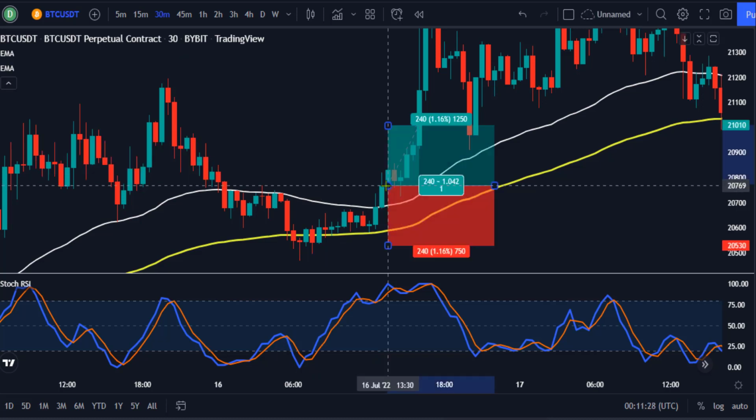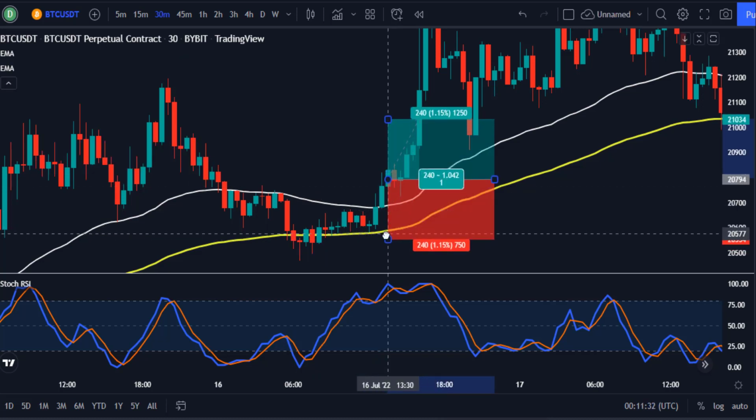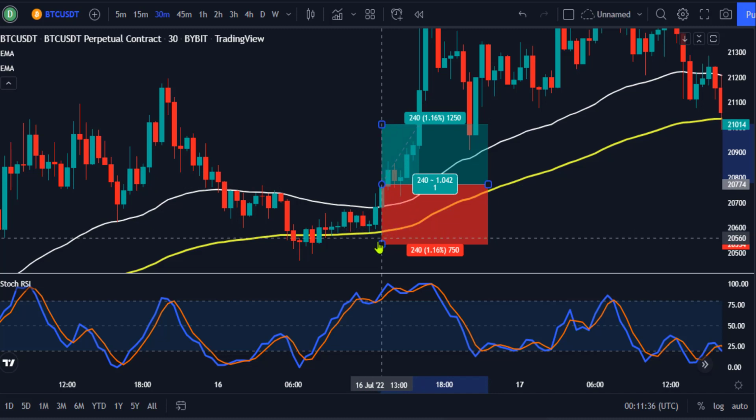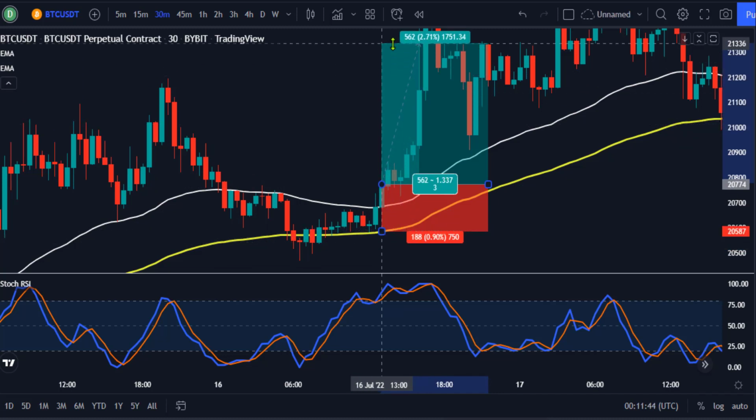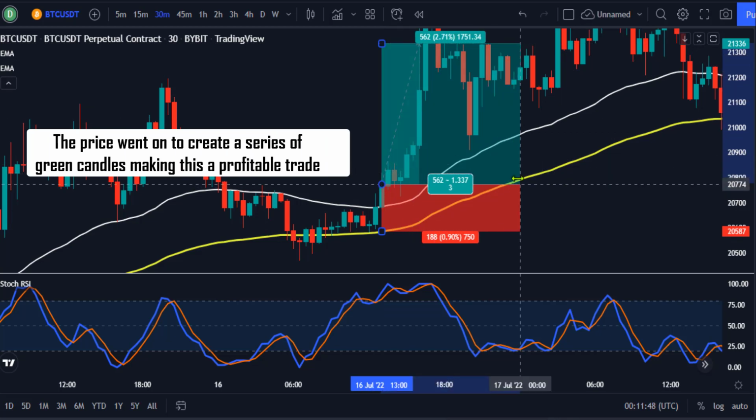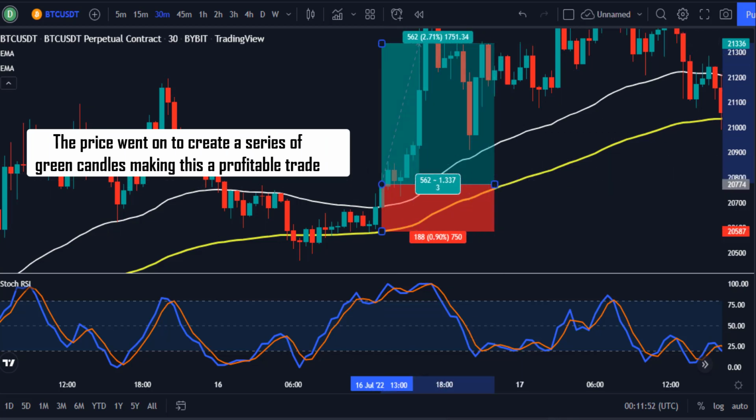So we will place a buy order above the high of this candle, and we will keep our stop loss below the low of this candle. You will set your targets according to your risk to reward ratio. As you can see, the price went on to create a series of green candles, making this a profitable trade.